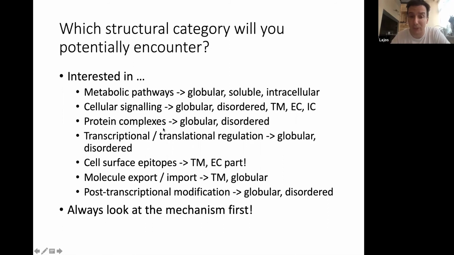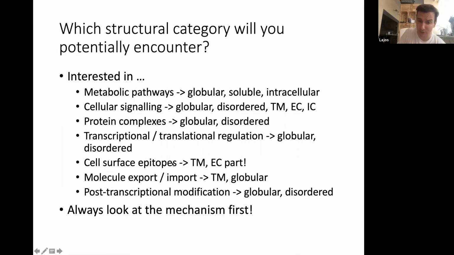If we are speaking about protein complexes, your main target is to find out, for example, how the flagellar protein complex is built up. What are the most sensitive parts in that protein complex? You want to, for example, attack. Then you have to deal with globular proteins, and with 100% certainty there will be some disordered proteins as well. If you are going for transcriptional translational regulation, again, usually a globular protein with a disordered partner. This is very similar to the cellular signaling.